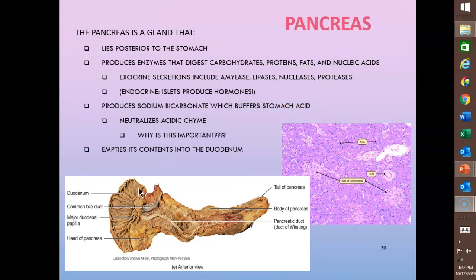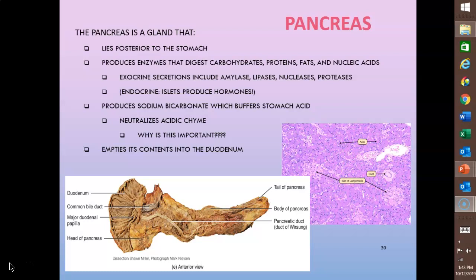Once food moves into the duodenum, then we have to rely on the chemicals that are going to be secreted from the pancreas, the liver, and the gallbladder. So we'll start with the pancreas, which is a long, slender organ, about 5 to 6 inches long. It lies posterior to the stomach. It consists of a head, a body, and a tail.